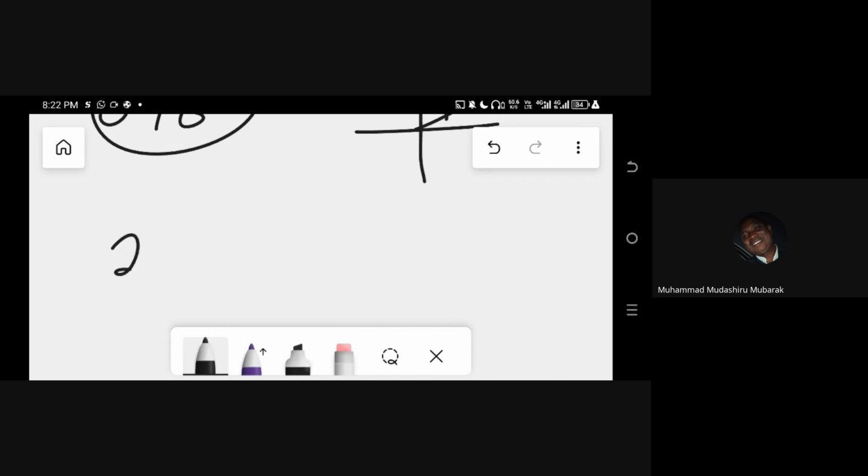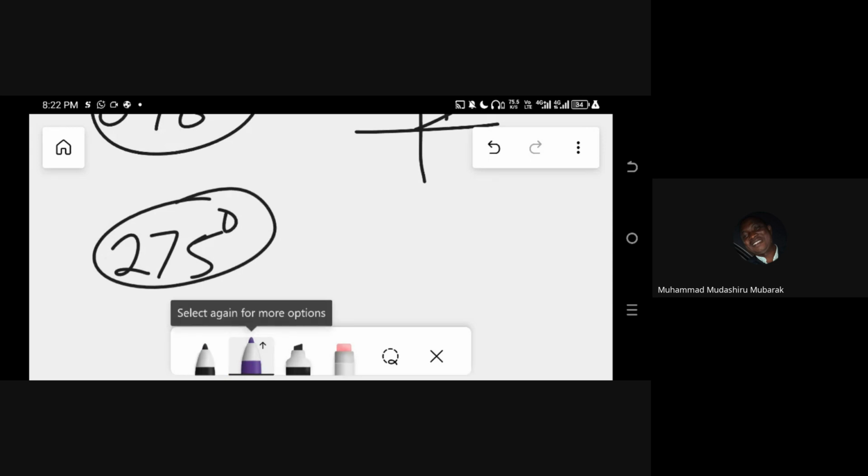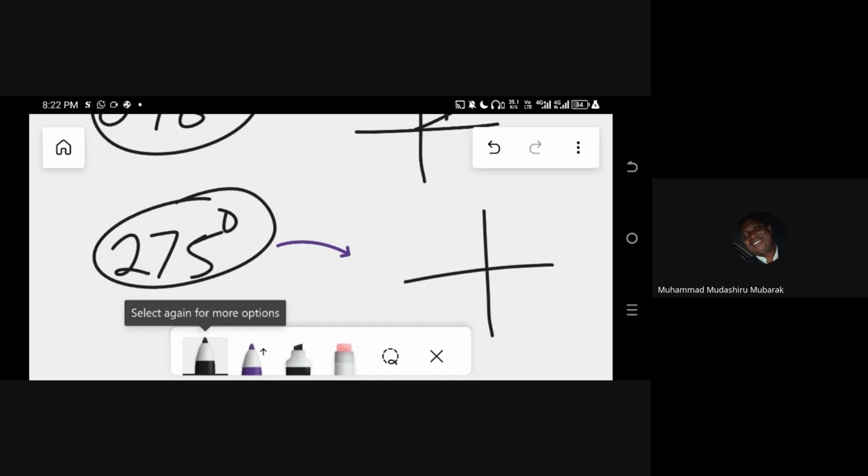I was given an angle of 275 degrees. I was told to put this angle in the compass. I'll calculate. I know that 275 can be found above the third quadrant, meaning 275 can be found in the fourth quadrant. So this is where it will be. I'll put my 275 here because 275 is in the fourth quadrant.